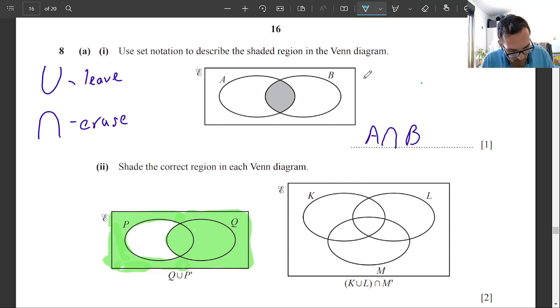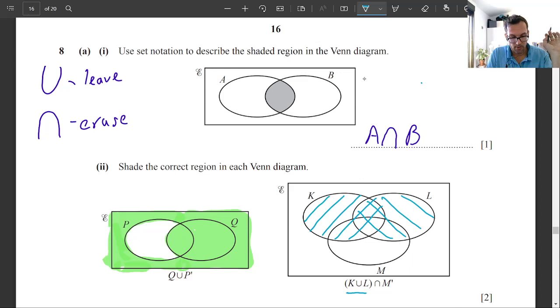Just like before, let's start with K union L. So let's first highlight K, and then we got L, and then we ask ourselves, do I erase or do I leave it? It's union, it means in K or in L or in both, we leave it. That's it. Okay, for now.